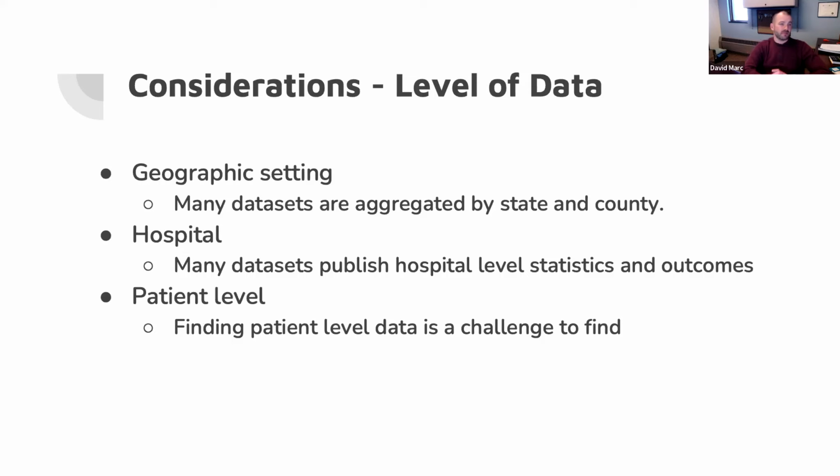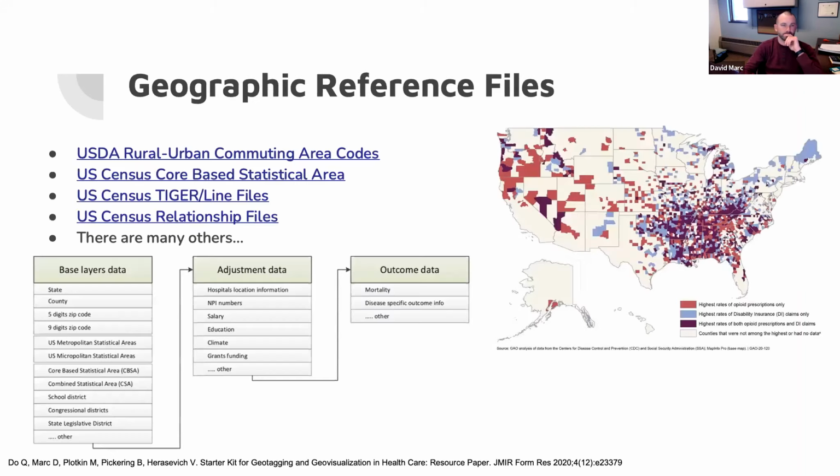Consider also the level of the data. When you think about what each row of a data set might be defined as, oftentimes it's a geographic setting, like it's publishing data by state or by county. It could be a hospital setting, or maybe a nursing home, where each row represents a specific hospital. It could be patient level data, where each row is a specific patient. It could be claims, where each row is a claim. Finding patient level data that's publicly available online is a challenge because it could potentially be identifiable, but it is out there. There are some patient level data sets you could access.